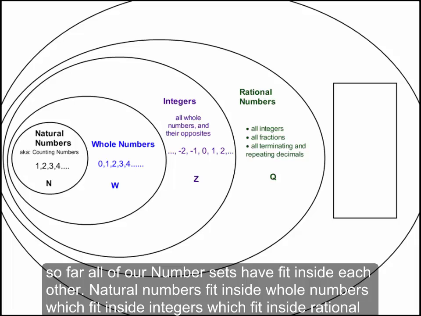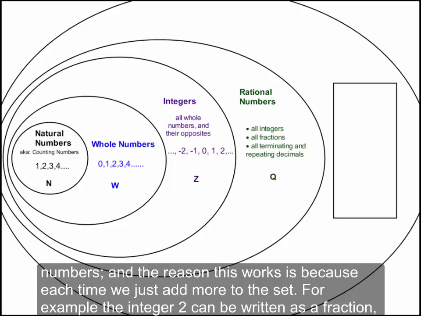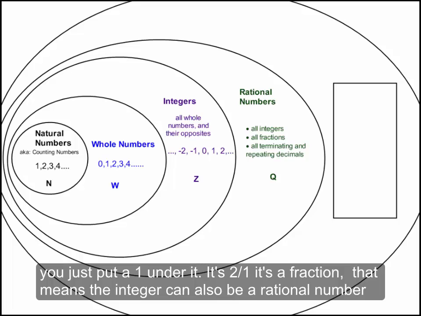So far, all of our number sets have fit inside each other. Natural numbers fit inside whole numbers, which fit inside integers, which fit inside rational numbers. And the reason this works is because each time we just add more to the set. For example, the integer 2 can be written as a fraction. You just put a 1 underneath it. It's 2 over 1. It's a fraction. That means the integer can also be a rational number.